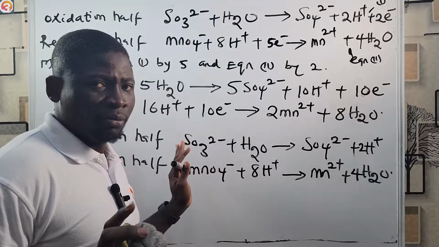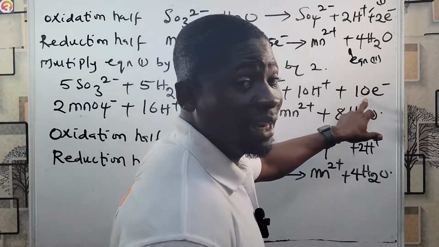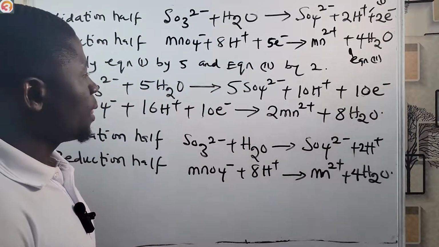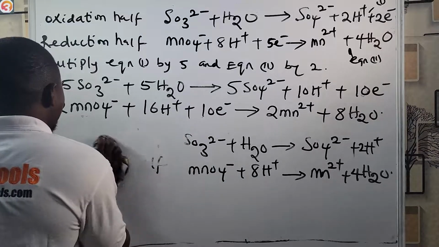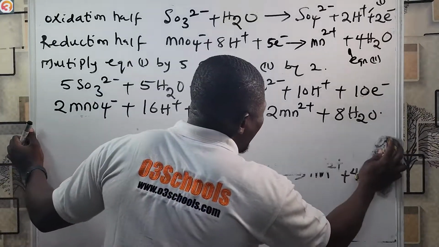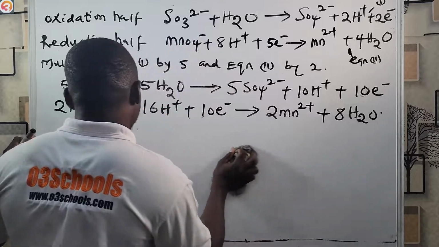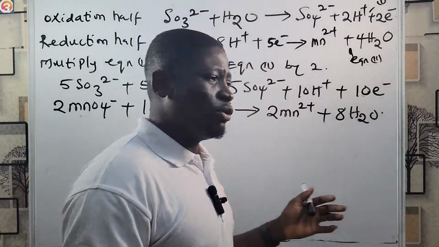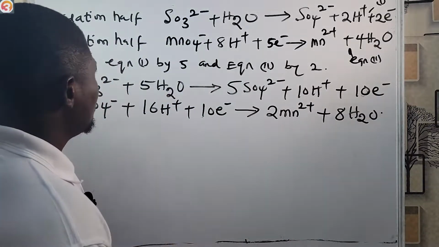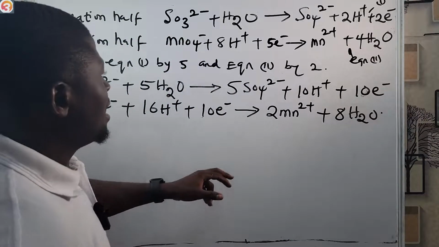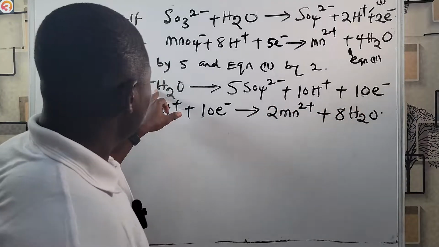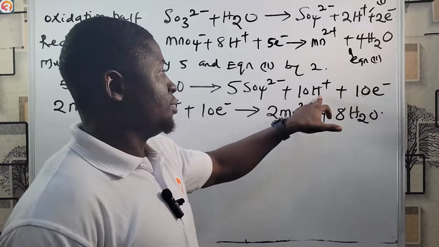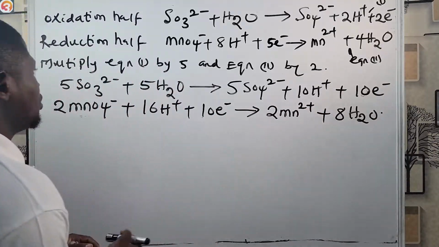This is our aim: to make sure that the electrons on the left, on the reduction half, are the same as those in the oxidation half. The next step is to add both equations, cancelling out the electrons and any other thing that needs to be cancelled out. Electrons can be cancelled, water molecules can be reduced, hydrogen ions can be reduced. So let's just do the reductions.